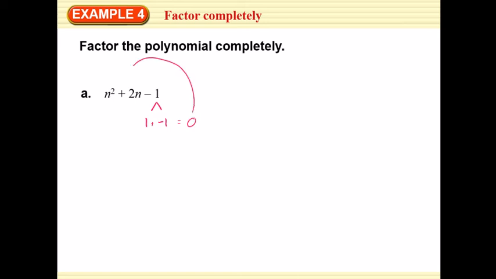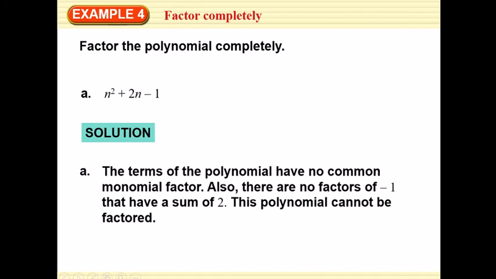So there's no possible way that I can get two numbers that multiply to -1 and add to a positive 2. That means this is not factorable. This polynomial cannot be factored. There's no factors of -1 that have a sum of 2. I just can't do it.